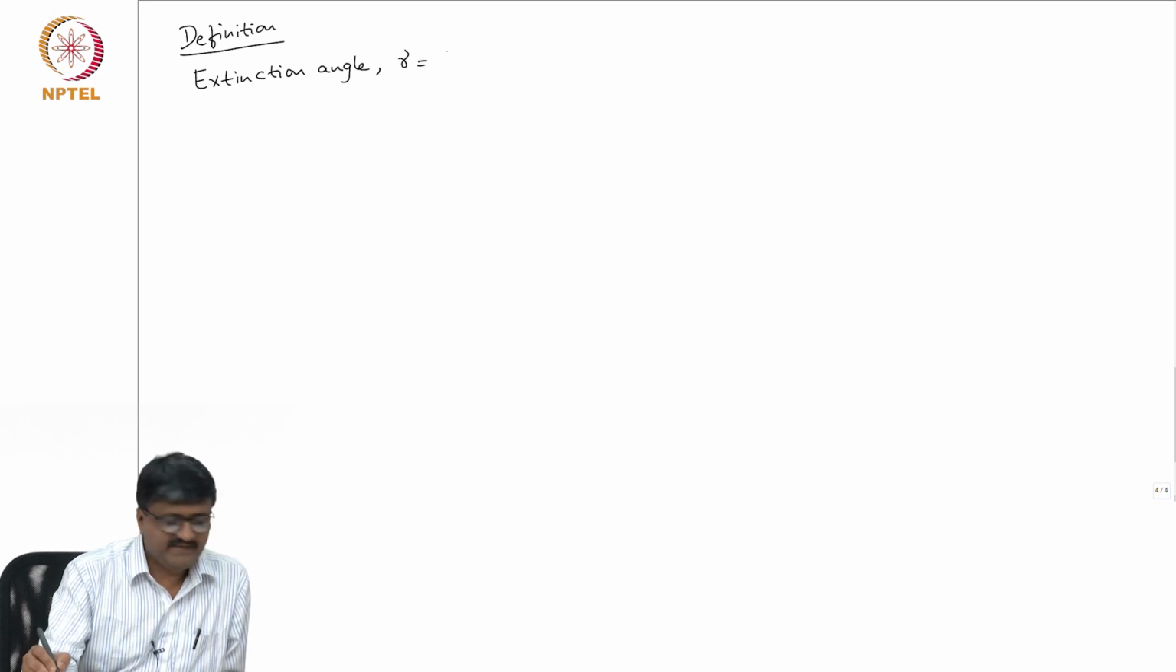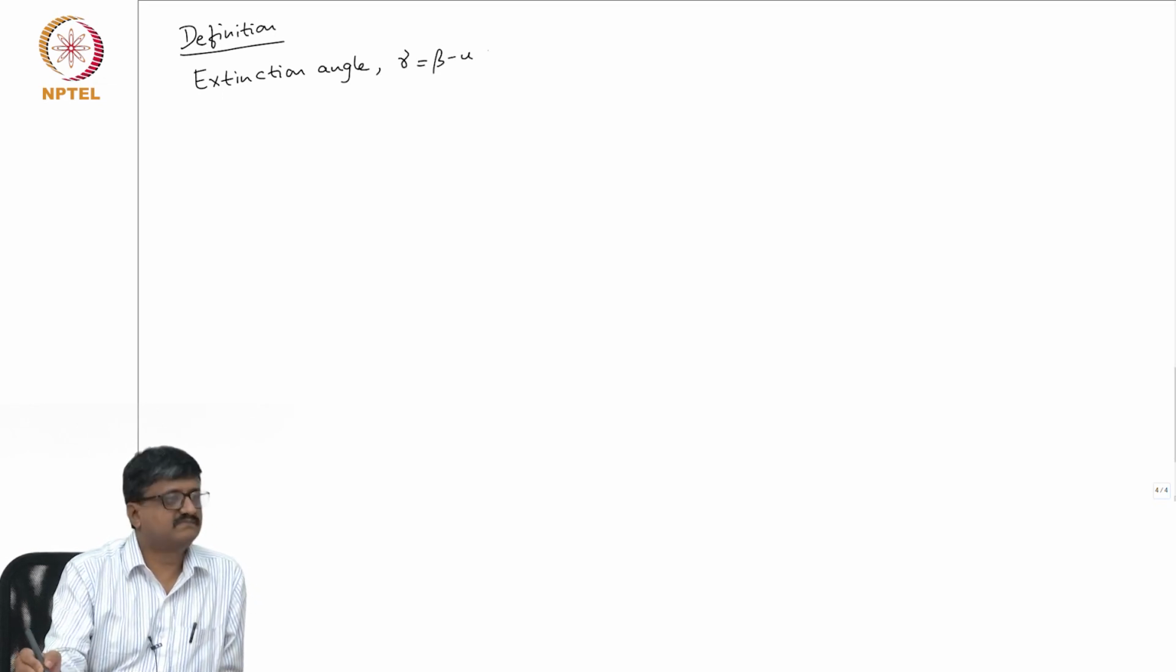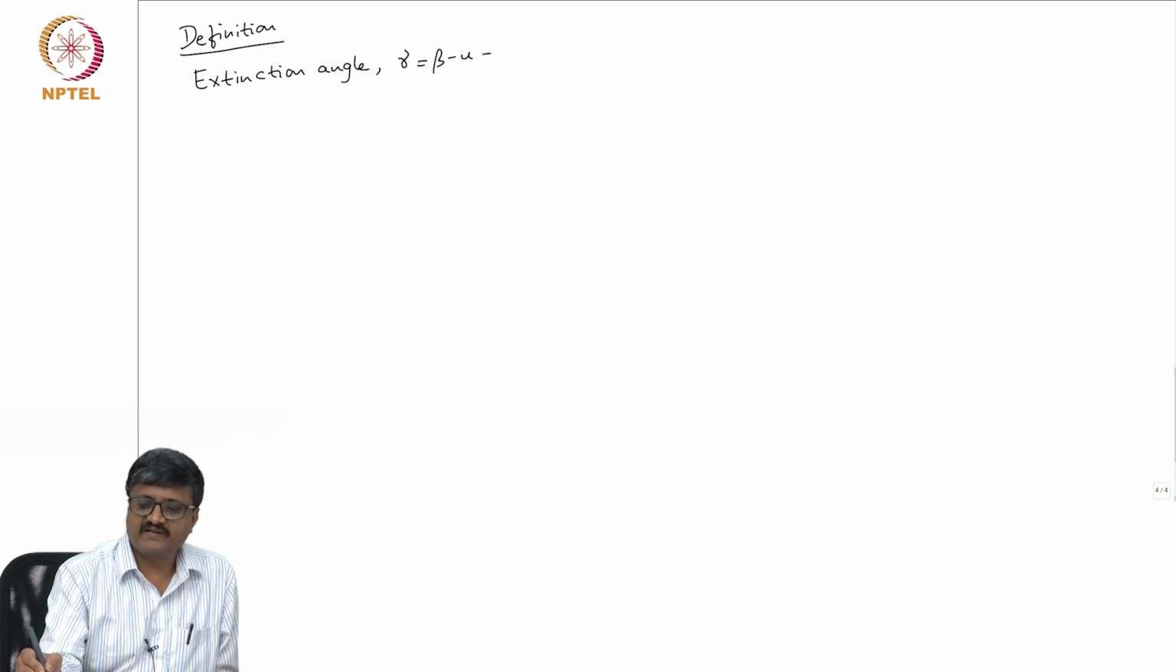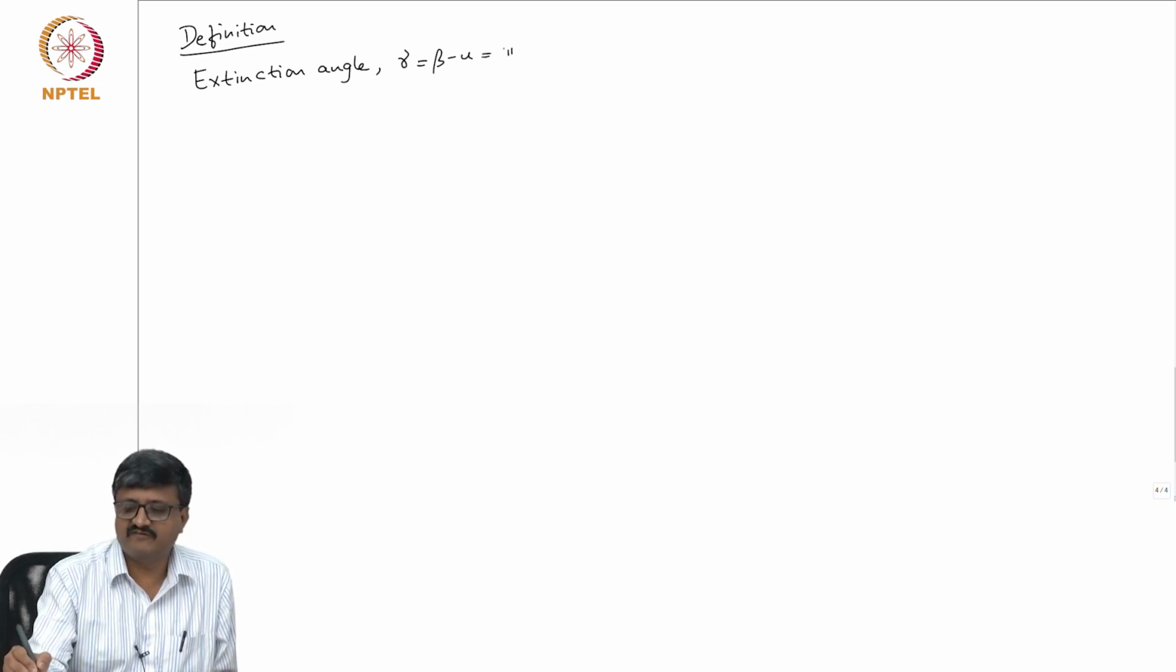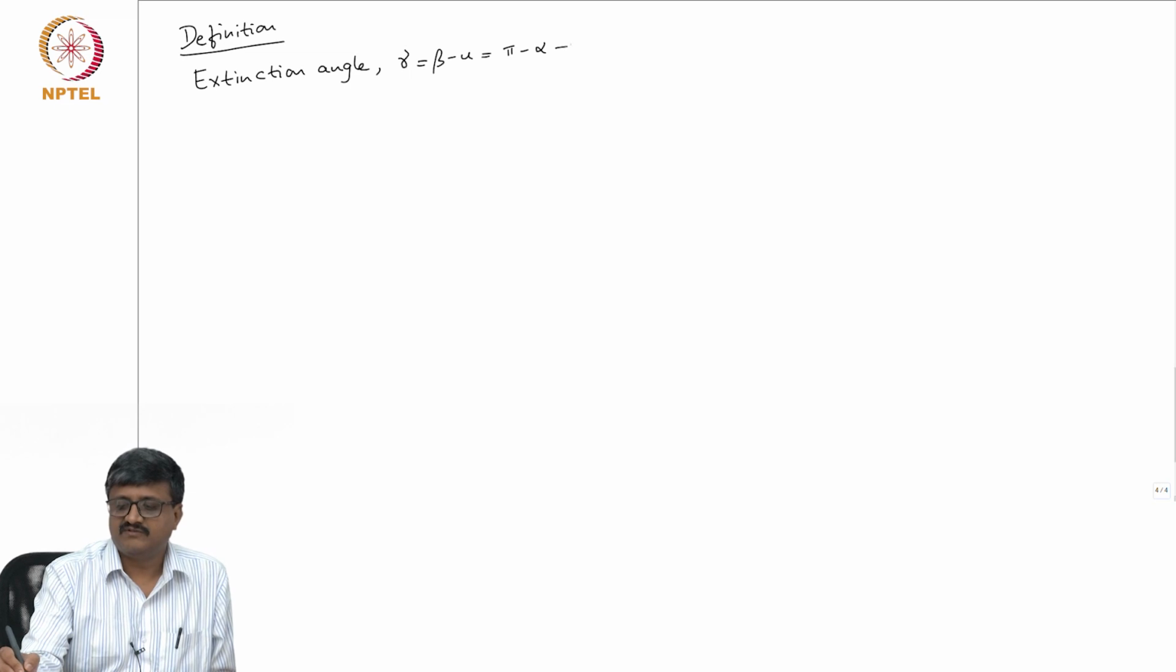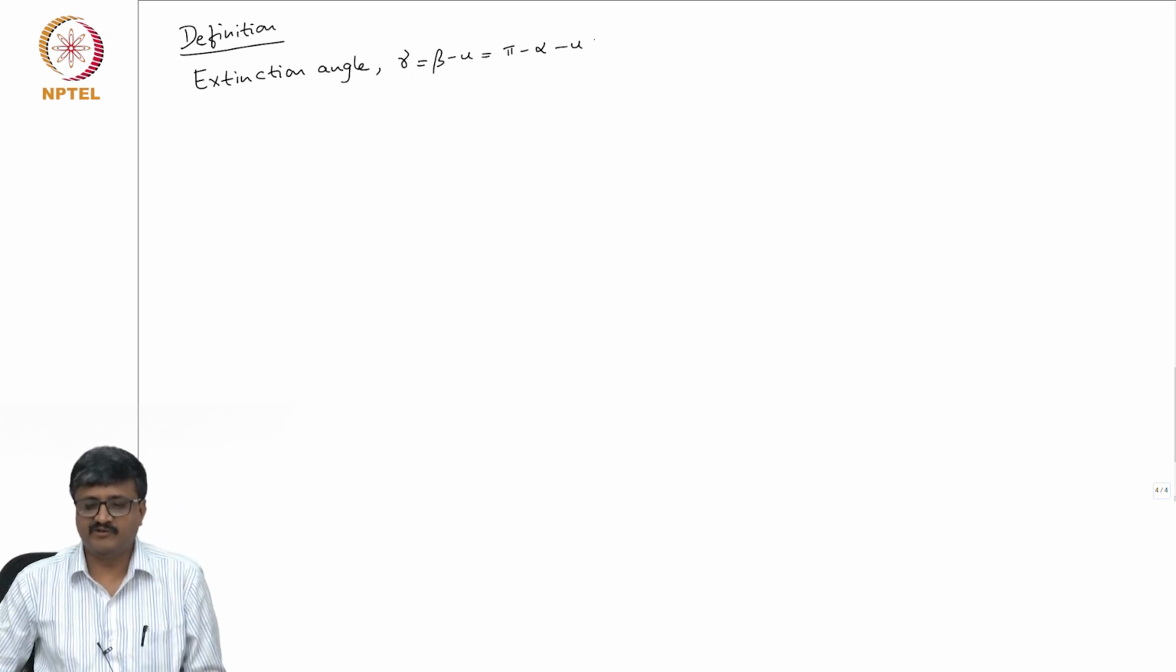It is denoted by the Greek letter gamma. The definition is beta minus u, and we know the definition of beta. What is beta? It is pi minus alpha. So it can be defined in terms of alpha and u also. Gamma is pi minus alpha minus u.